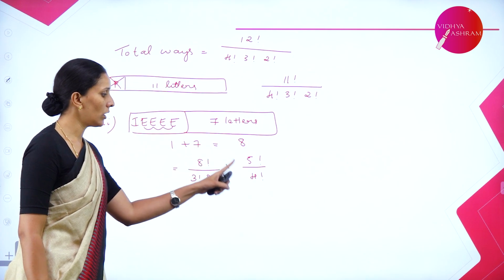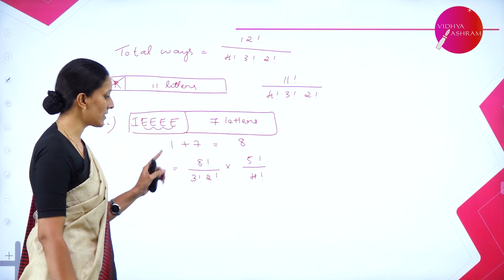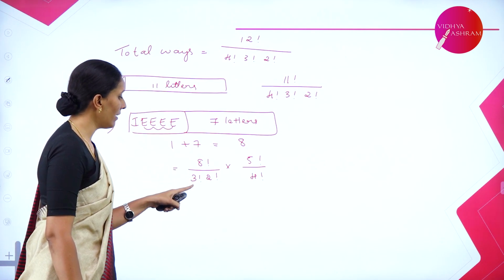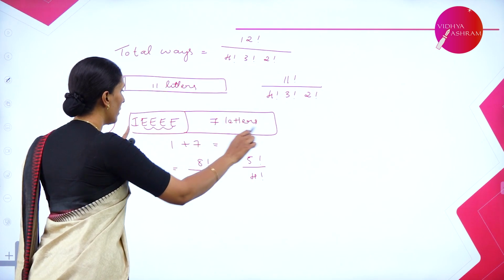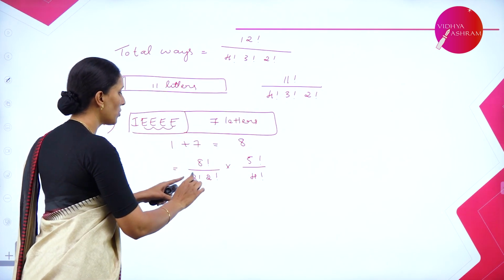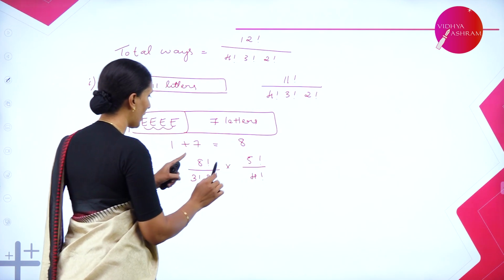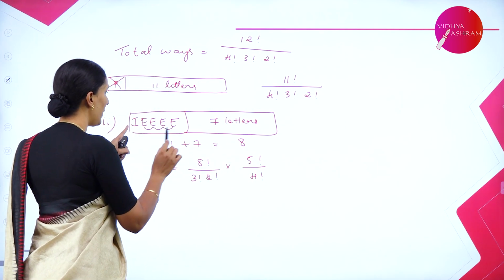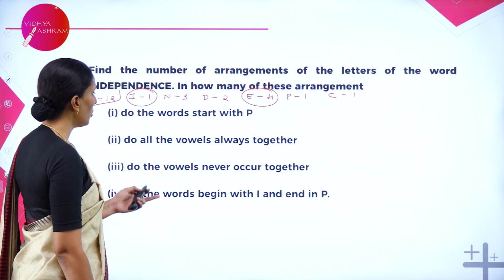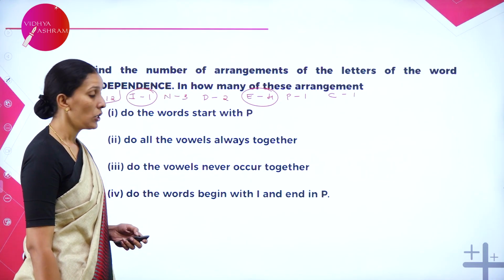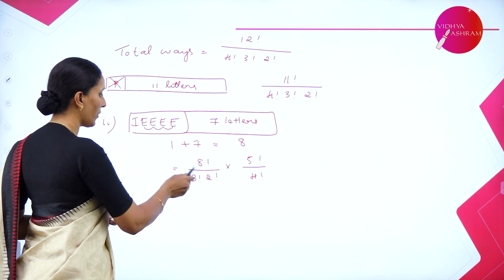So therefore, the total number of arrangements where all the vowels come together with other letters is 8 factorial by 3 factorial, 2 factorial, which represents the arrangement of 8 units with the repetition of letters, into 5 factorial by 4 factorial. This represents the repetition of vowels here. Next we have: do the vowels never occur together? So we have done the problem here: all the vowels occur together. So we got the answer.